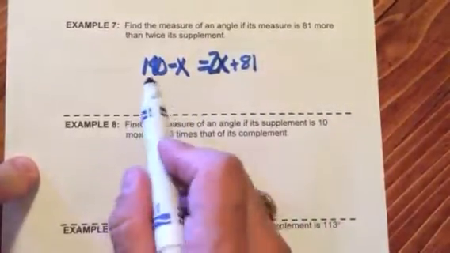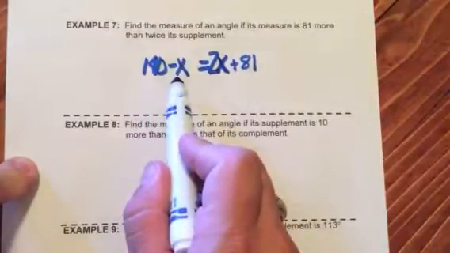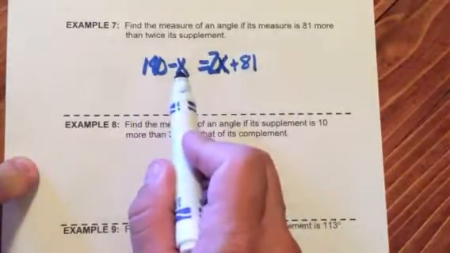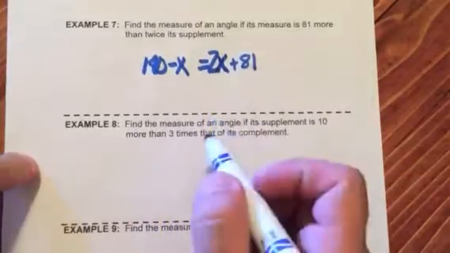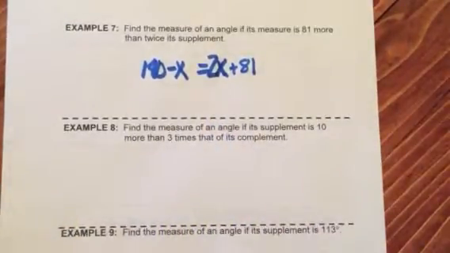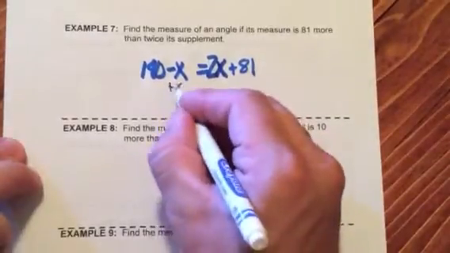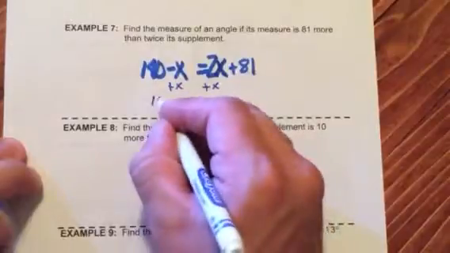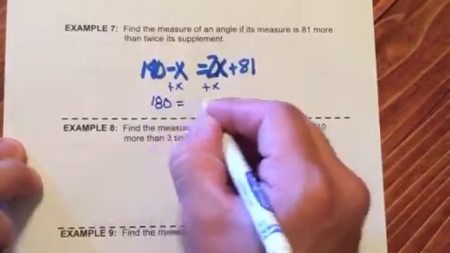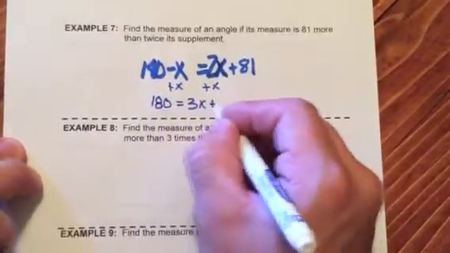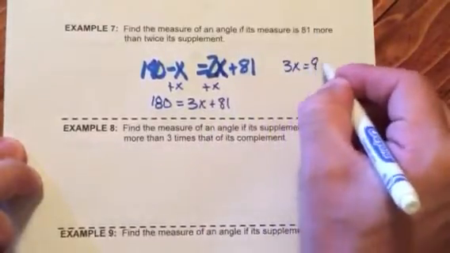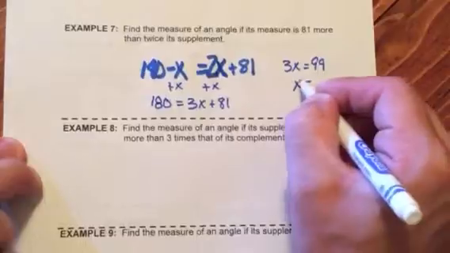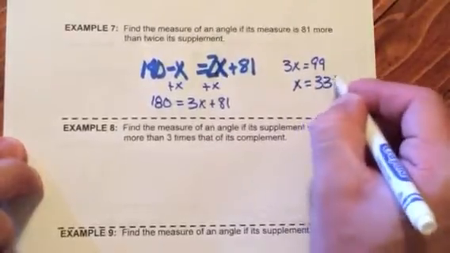So the supplement is 180 minus x. 81 more than 2 times the supplement. Set it equal. And we are going to find the missing angle. We'll say plus x, 180 equals 3x plus 81. So 3x equals 99, or x equals 33 degrees.